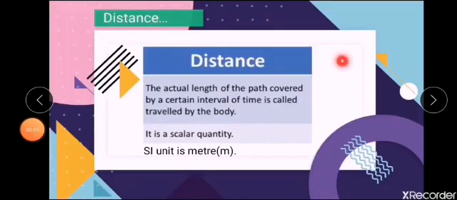Distance is a common term we are using when we are traveling somewhere. Now let's see what this distance is. It is the actual length of the path covered by a body in an interval of time. Now it is a scalar quantity measured in meter, kilometer, miles or whatever may be. Now SI unit is going to be meter. Now you're having a term scalar quantity here. Scalar quantity means the quantities which are having only magnitude, no direction.